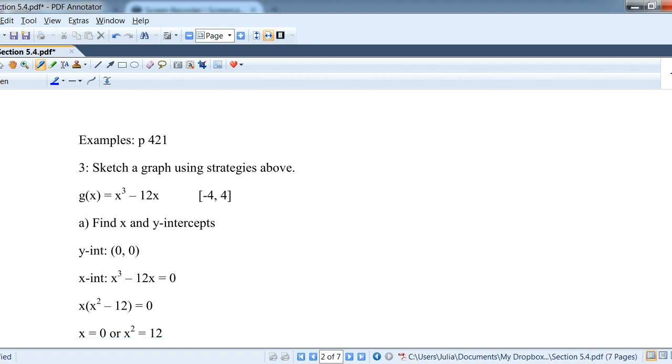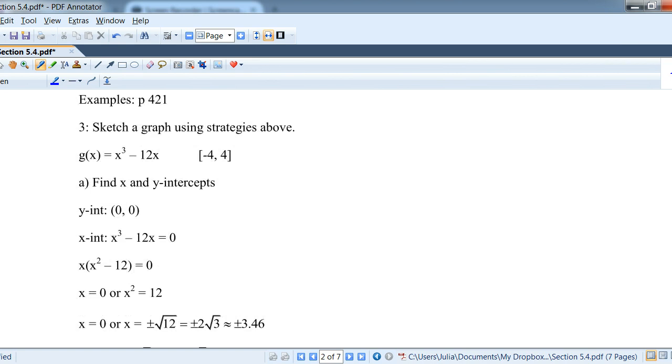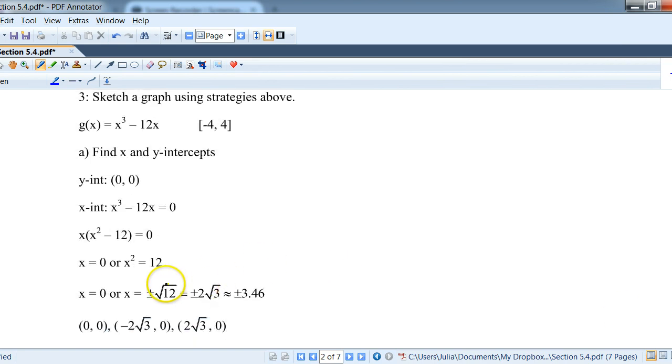For the x-intercept, let's set the equation equal to 0. We cannot factor it completely, but we can do something. We can pull out an x. And then what I did is set each part equal to 0. I set x equal to 0, or x squared minus 12 equal to 0, which means x squared equals 12. I think on the homework, it will accept answers where you don't have to reduce, for example, positive radical 12 and negative radical 12 when you write out the points.